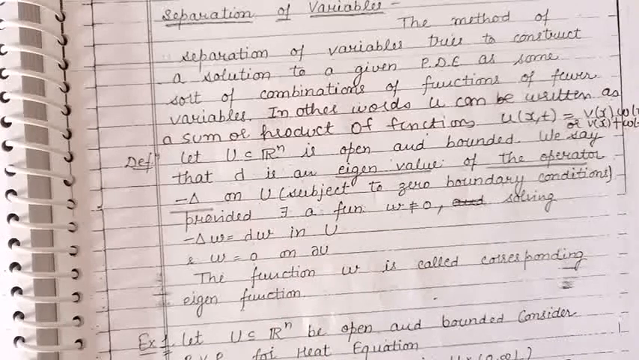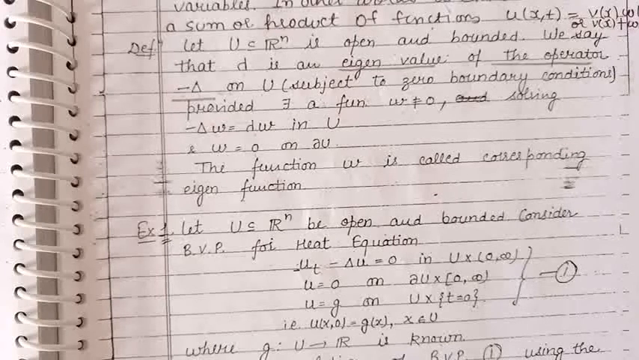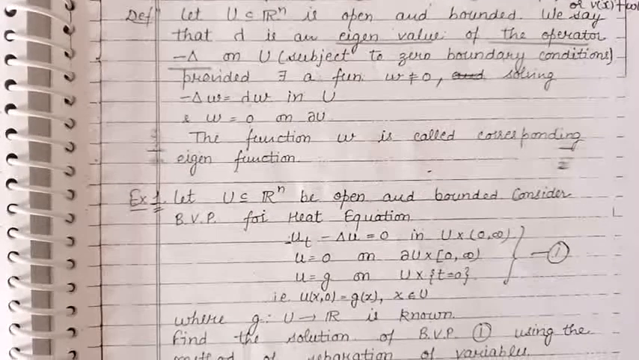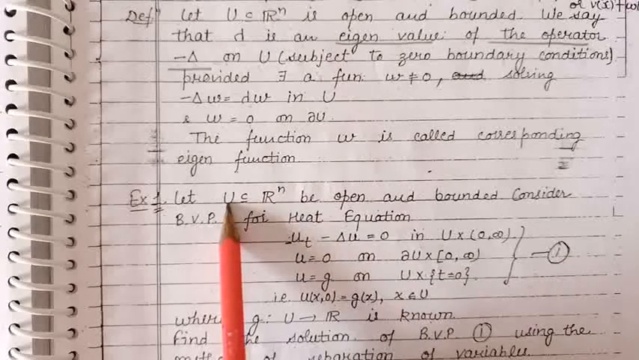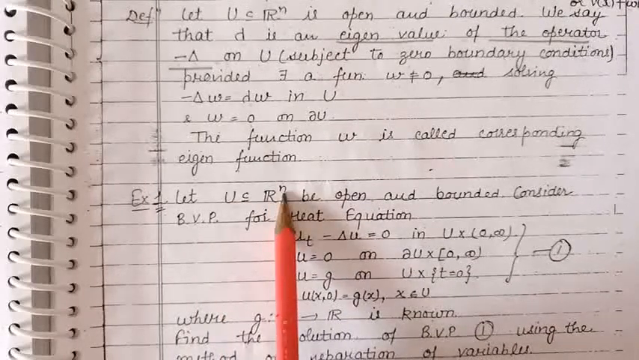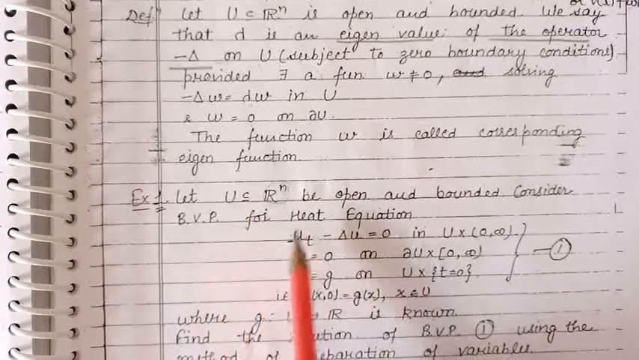Now let us discuss the first example for the method of separation of variables. We will solve a problem for the heat equation. So let us define the boundary value problem for the heat equation. Let us take U to be a subset of Rn. Rn means n-dimensional real Euclidean space. This U is open and bounded. Consider the boundary value problem for the heat equation.